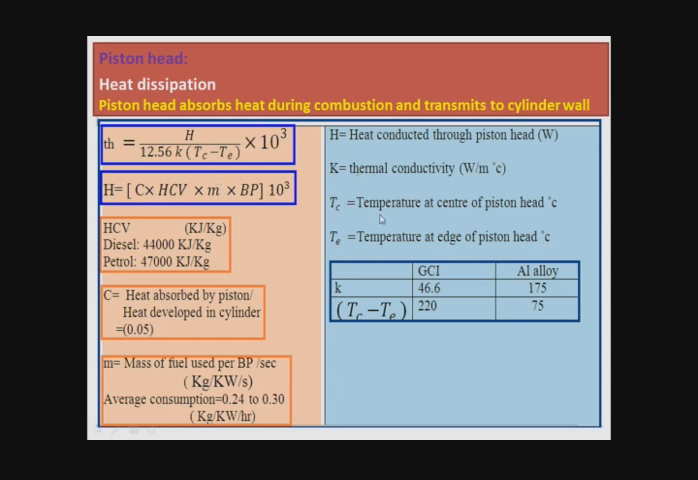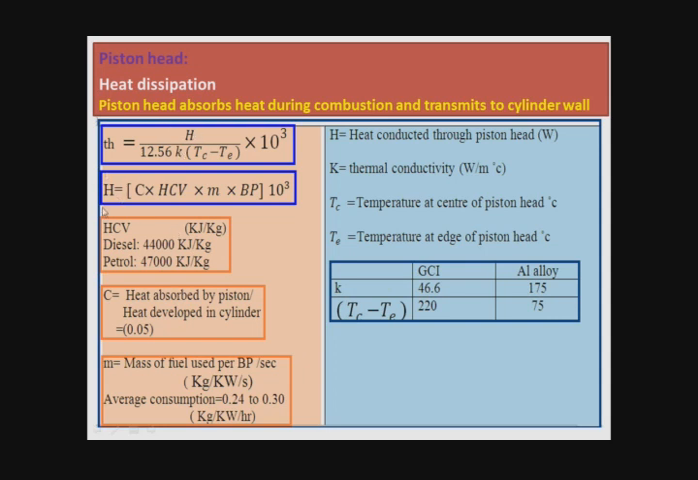Tc means it is temperature at the center of the piston head, and Te means it is temperature at the edge of the piston head. So you can see, here for different materials, the value of K and Tc minus Te is given. So the important parameter here is H.